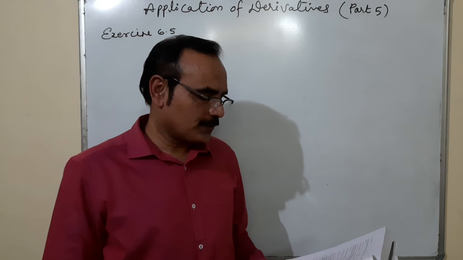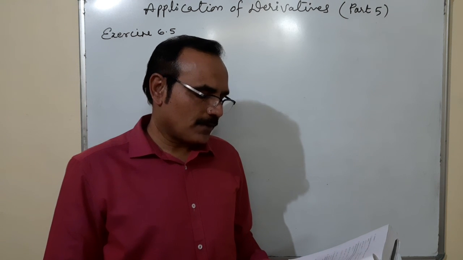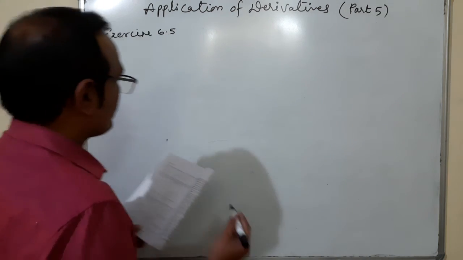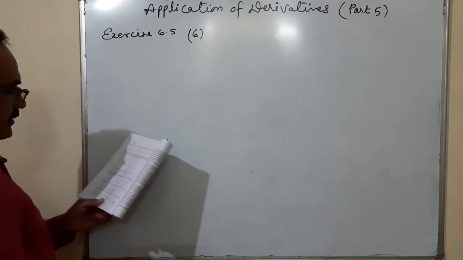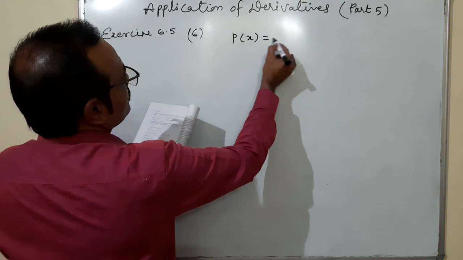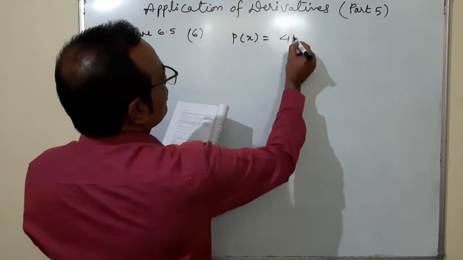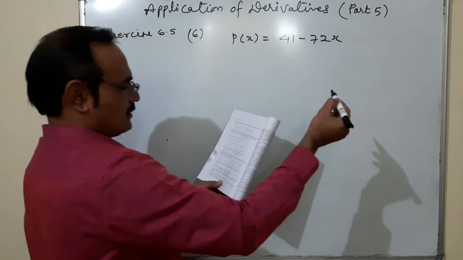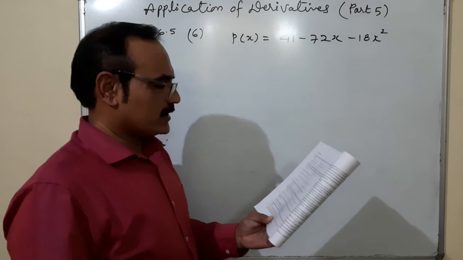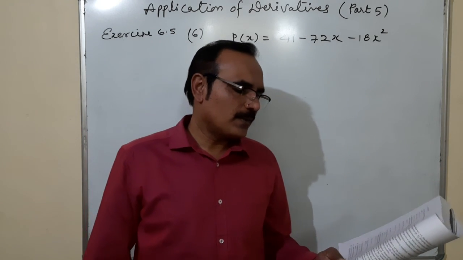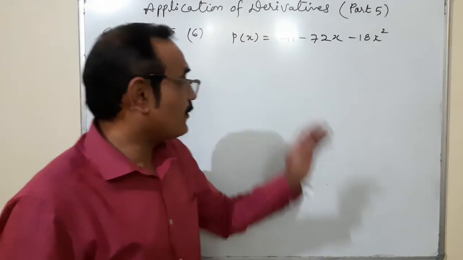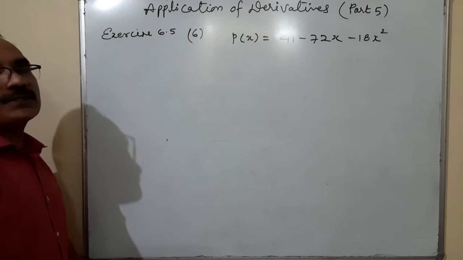One question is given here, question number 6. Find the maximum profit that a company can make if the profit function is given by P of x is equal to 41 minus 72x minus 18x square. This is a profit function equation, and we are going to find the maximum profit.